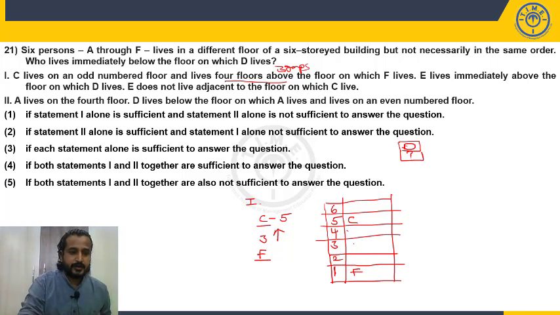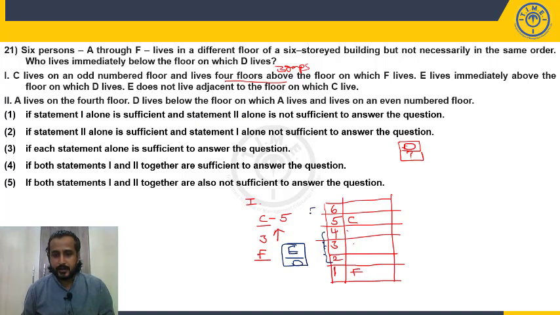But we are not done with the complete information. Now what is the next information given? E lives immediately above the floor on which D lives. So E lives immediately above D. Where will these two come? 4, 3 or 3, 2. Again we have 2 places. E does not live adjacent to C. Adjacent means immediately above or immediately below. So E will not be here. Earlier we thought of 4, 3 or 3, 2. So 4, 3 is ruled out. Now I have only scope for 3, 2 to fix E and D. So here is E, here is D.